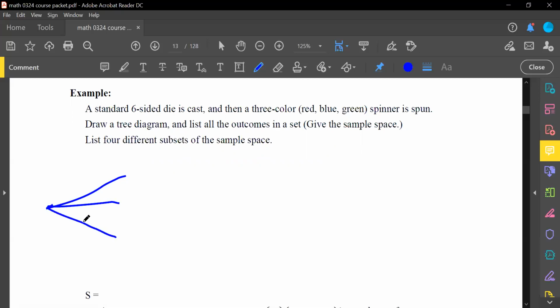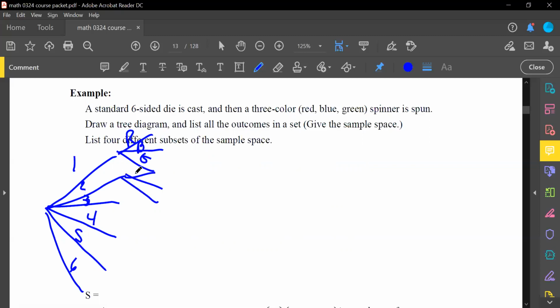Okay, so I'm spinning a die, so I know that the die can get the numbers 1, 2, 3. You want to make these big enough so you can write 4 or 5. We have 6 branches, right? You can read that, 3, 4, 5, 6. All right. Colors: blue, red, blue, green. Red, blue, green for each of these branches.